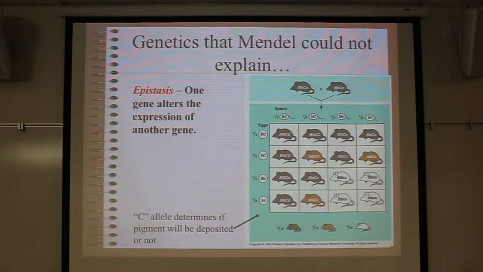But the problem is you have to have, notice this one here, for example, this is little b, but because it has a copy of that big C, this mouse looks different from this one because you end up getting some pigment deposited in the fur of the mouse anyway. So in this case, the C allele will alter or affect what the other one does, the B gene or B allele in that case.